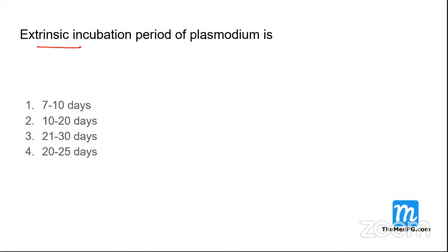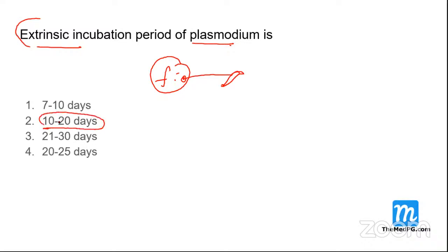Extrinsic incubation period of Plasmodium. Extrinsic incubation means what? It is the time taken for the development of the Plasmodium within the mosquito, that is the female Anopheles mosquito. Once the gametocyte enters the mosquito, how long will it take until it gets converted into sporozoite? That we call the extrinsic incubation period. So what is the time? Which one will you opt, students? Because it has also been asked once. It is the second one, 10 to 20 days. These are some of the factual questions, right? So it is 10 to 20 days.